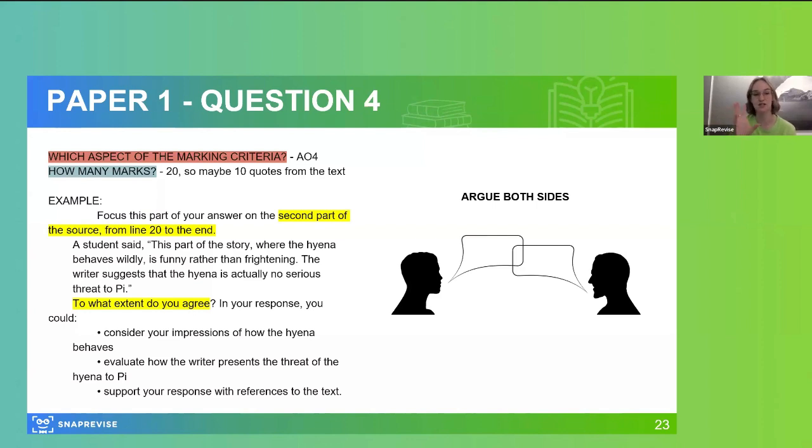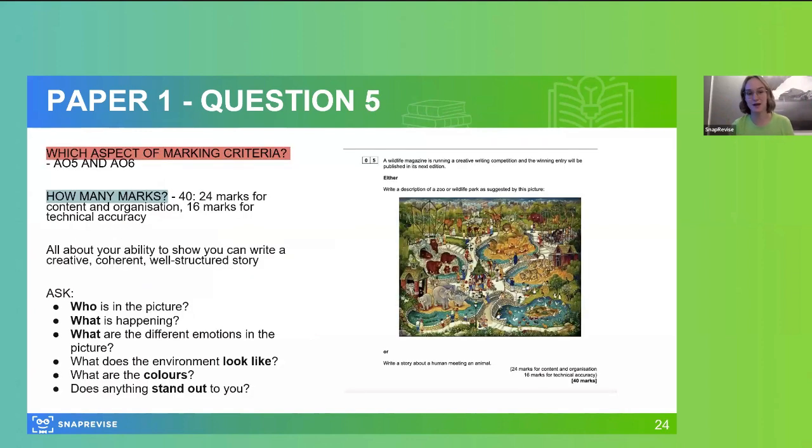So again, quite easy. Just think about what the extract that you're given is asking of you. And I would always say, if you're being asked to argue between two things, have one paragraph for each of them. So finally, in paper 1, we move on to question 5.